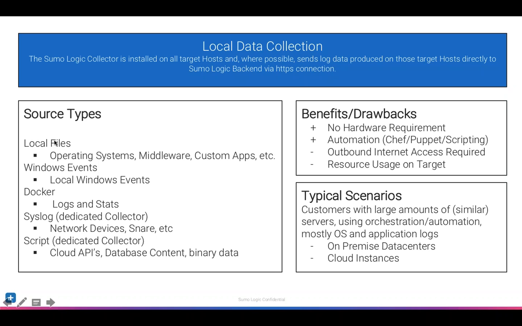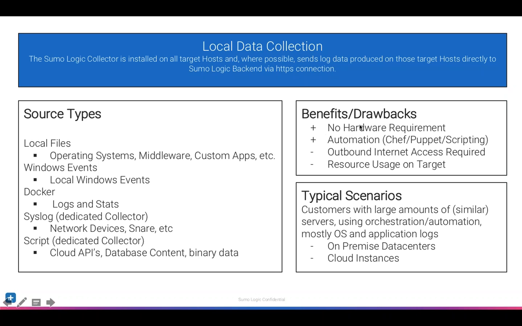The source types for that include local files. So for example, your OS, your middleware, any custom apps, any Windows events, Docker logs and Docker stats, a dedicated collector with syslog. So syslog, whether it's a dedicated collector or directly, so your network devices, for example. Or you can also set up scripts. So you could do Cloud API, database content, binary data that you want to send over.